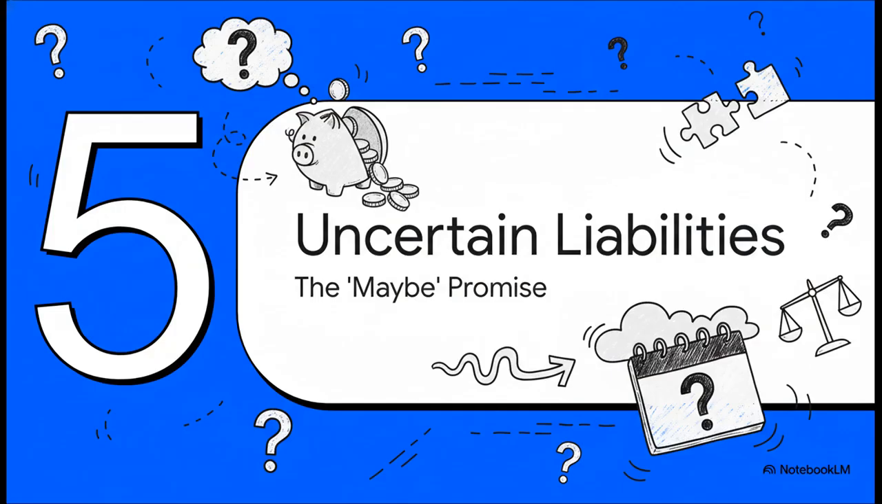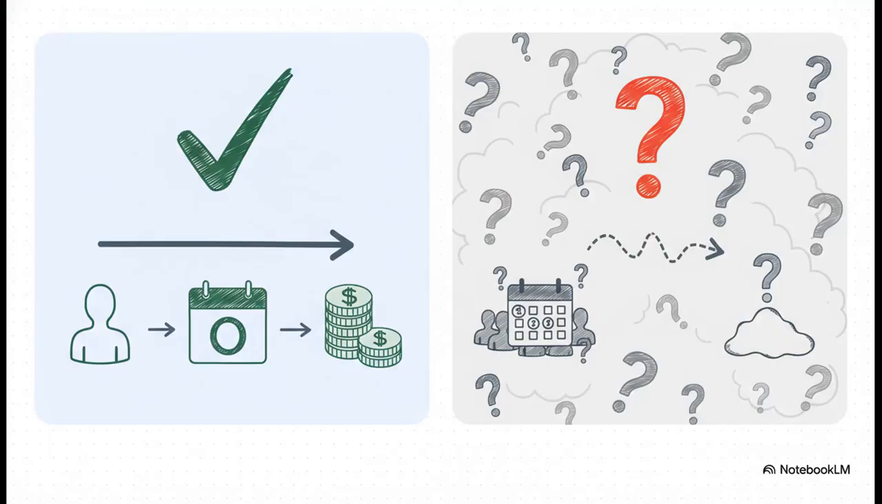So far, everything we've talked about has been pretty clear-cut, right? Liabilities with the amount and the due date are known. But what happens when they're not? What about the maybe promises? This, my friends, is where accounting gets really, really interesting. I mean, on one hand, you've got these super certain liabilities, like a supplier invoice. You know exactly who to pay, you know when it's due, and you know how much. But on the other hand, you have these murky liabilities where the who, the when, or the how much are all just big question marks.